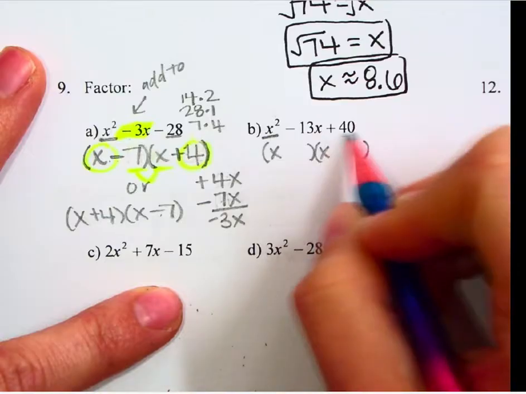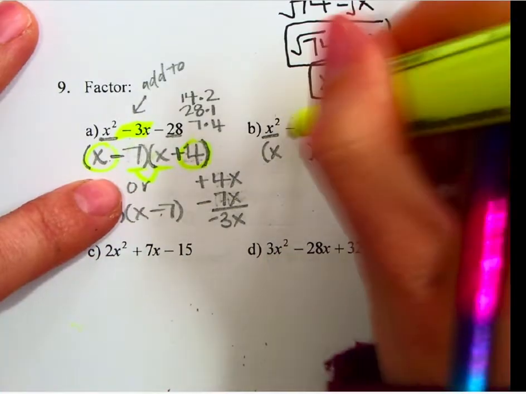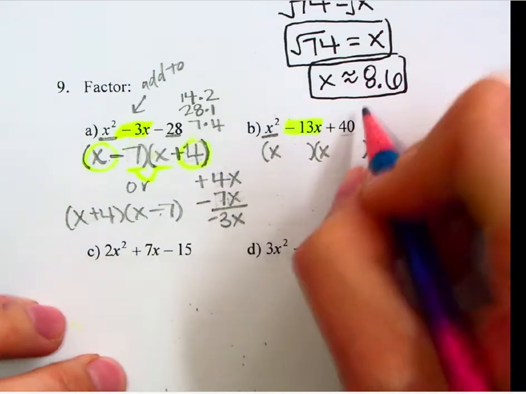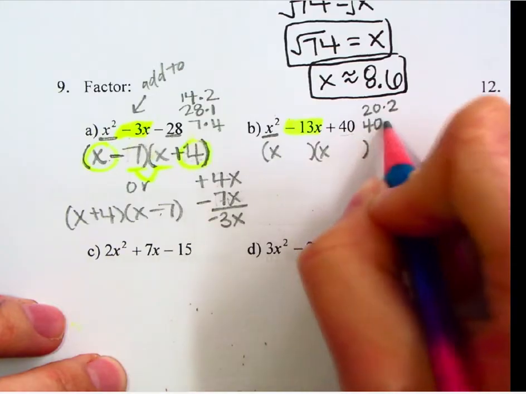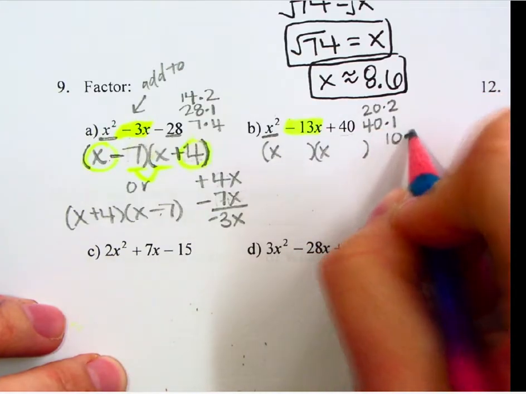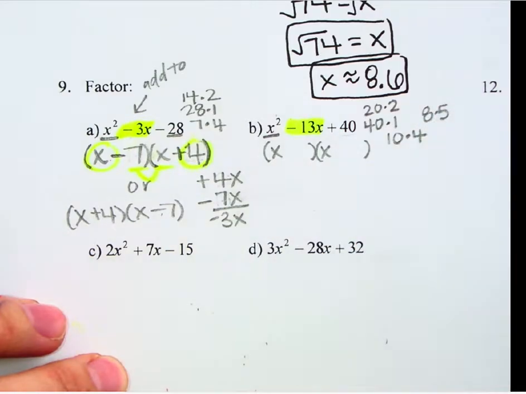Then what multiplies to give us 40? But we're trying to add up to negative 13. So we have options for 40. We have 20 times 2, 40 times 1, 10 times 4, 8 times 5.